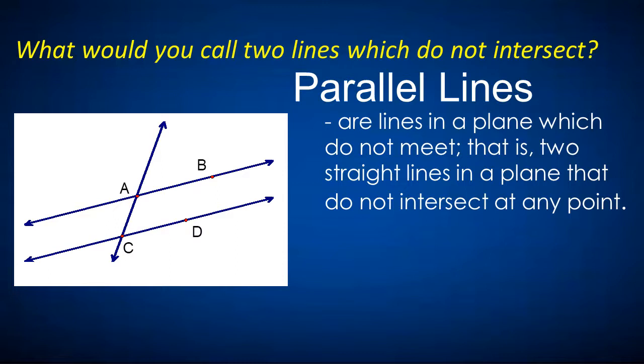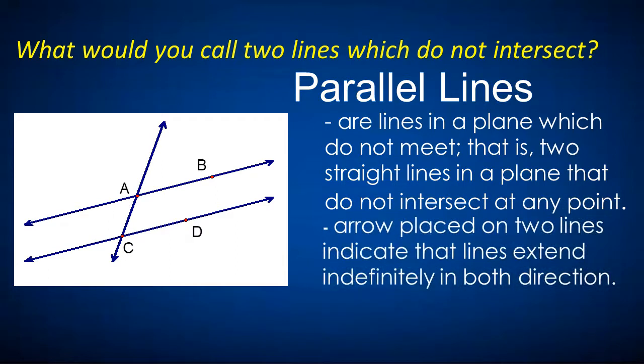So from the given figure, again, when we say parallel lines, dalawang straight lines siya which do not meet and will not meet. Ibig sabihin, hindi sila nag-intersect, hindi sila nagtagpo. So from the given figure, alin dyan yung parallel line? Yes, line AB and line CD are parallel lines. Arrows placed on 2 lines indicate that the lines extend indefinitely in both directions.